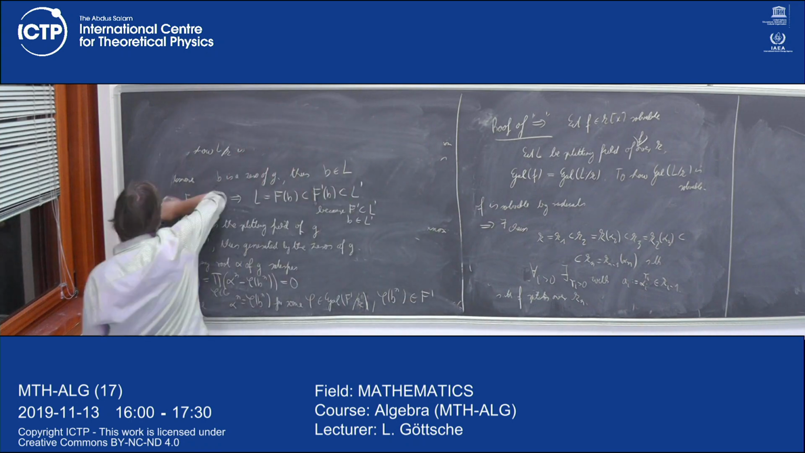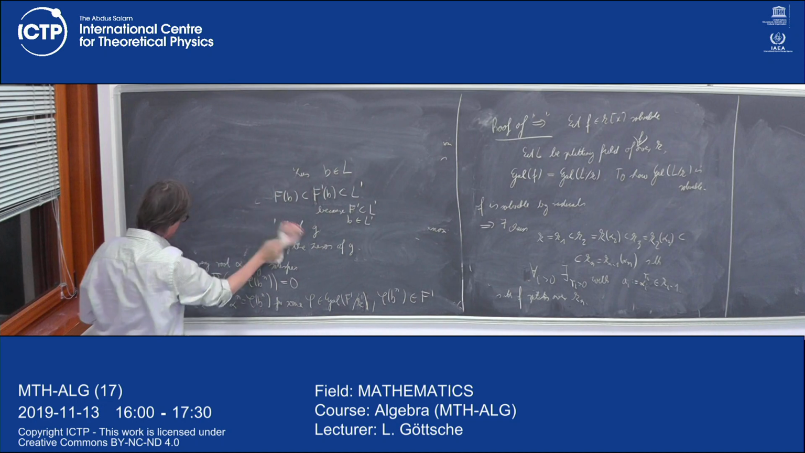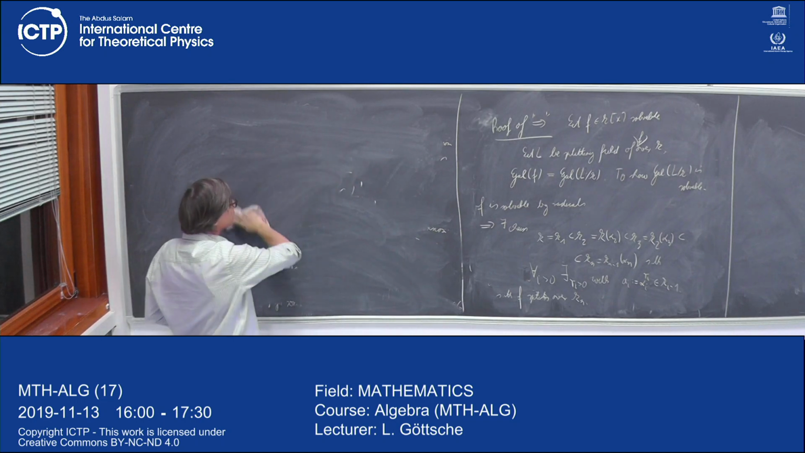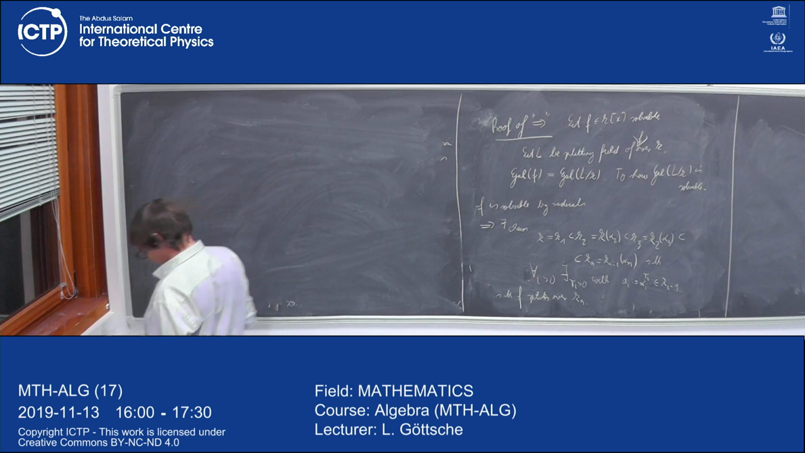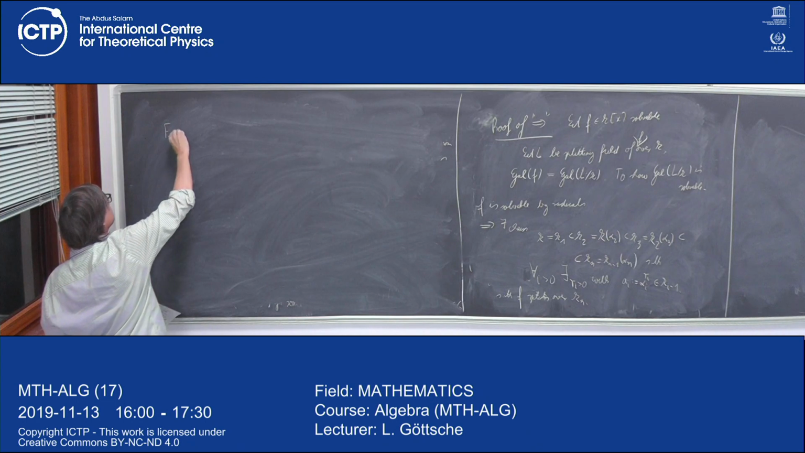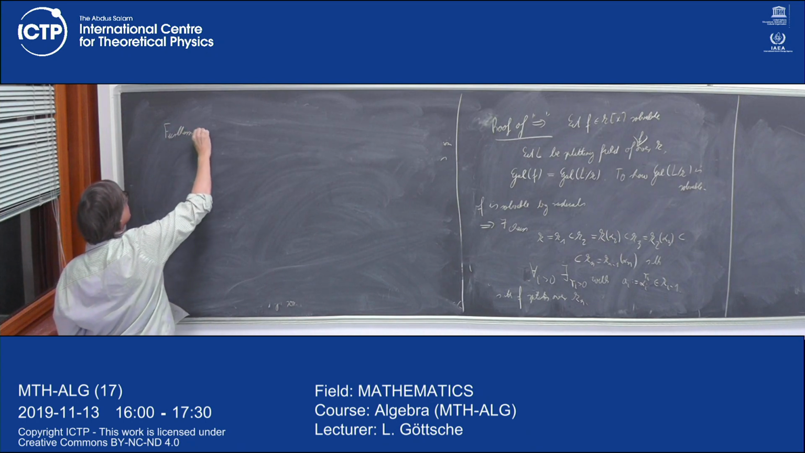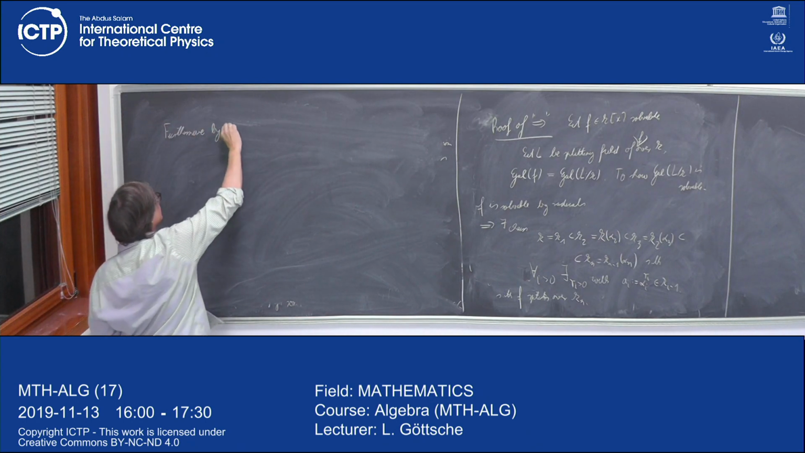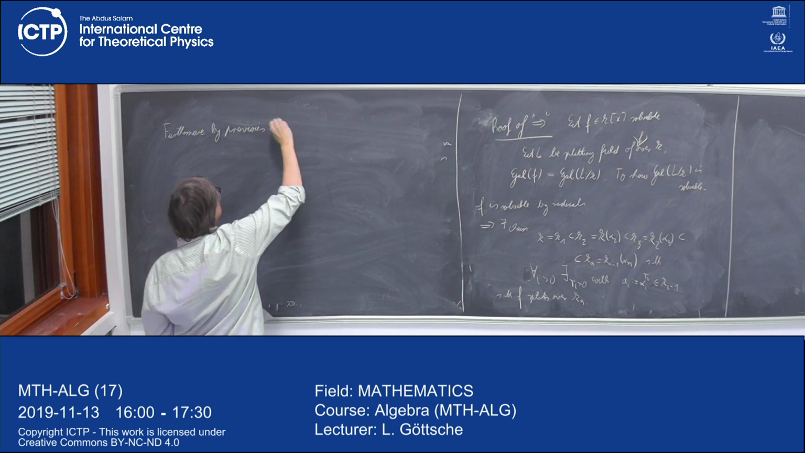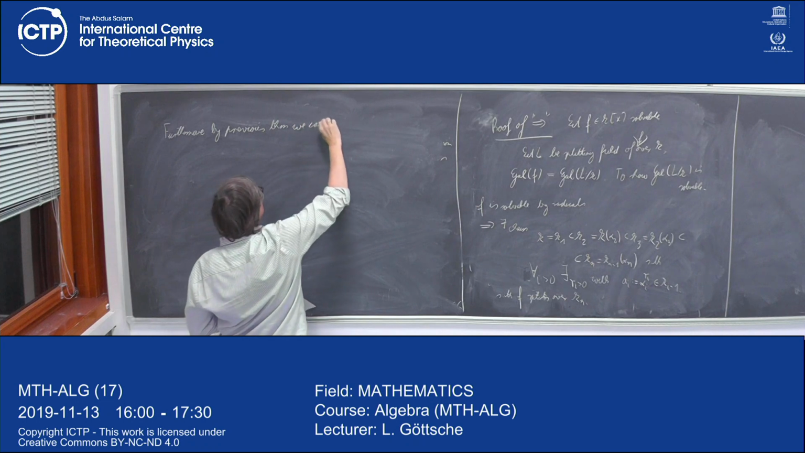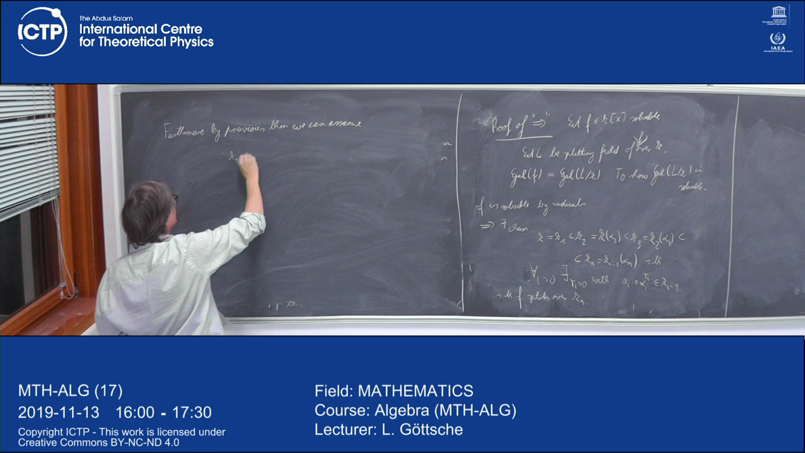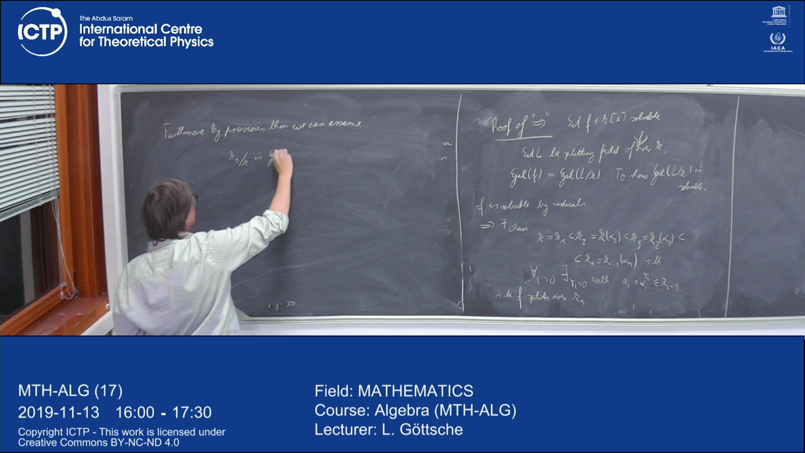And furthermore, by what we just proved, by the previous theorem, we can assume that we have a Galois extension, that Kn over K is Galois.